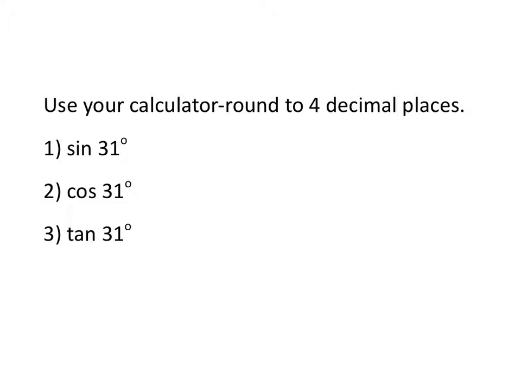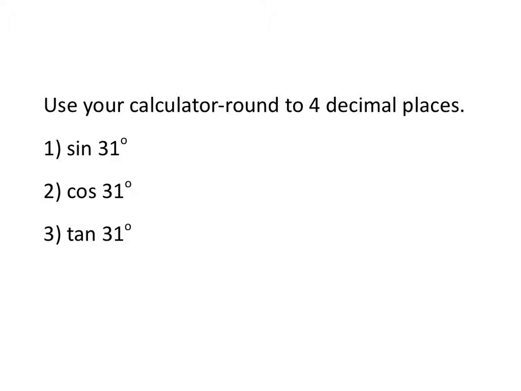Now, before we get into solving for a missing side length, we want to look at using our calculator properly with these trig functions. So please locate on your calculator right now sine, cosine, and tangent. They're about in the middle of your calculator. Sine is right next to the pi button, cosine is next to sine, and tangent is right next to the division button. So using your calculator, round to 4 decimal places.